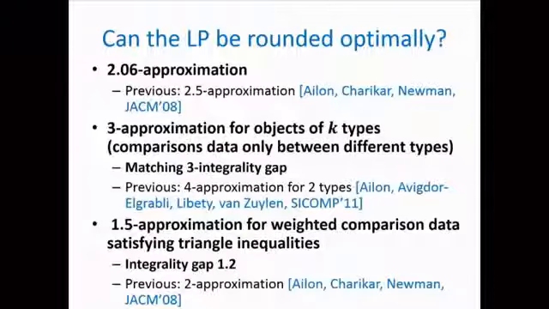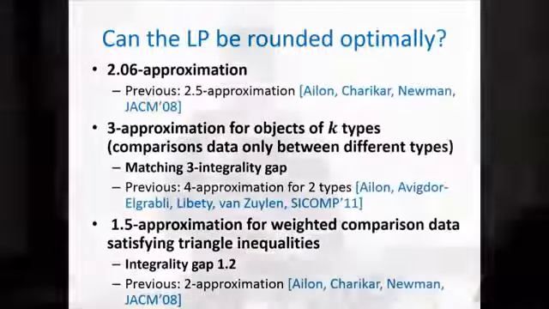And I'm going to talk about the weighted case, the one that you asked me about later, but only about some specific version of the weighted case in this talk, because the general version of the weighted case is actually pretty hard. For the case when weights satisfy triangle inequalities, we get 1.5 approximation. There is an integrality gap of 1.2 that we show. So the new results are bold in this slide. That's the point of bold here.